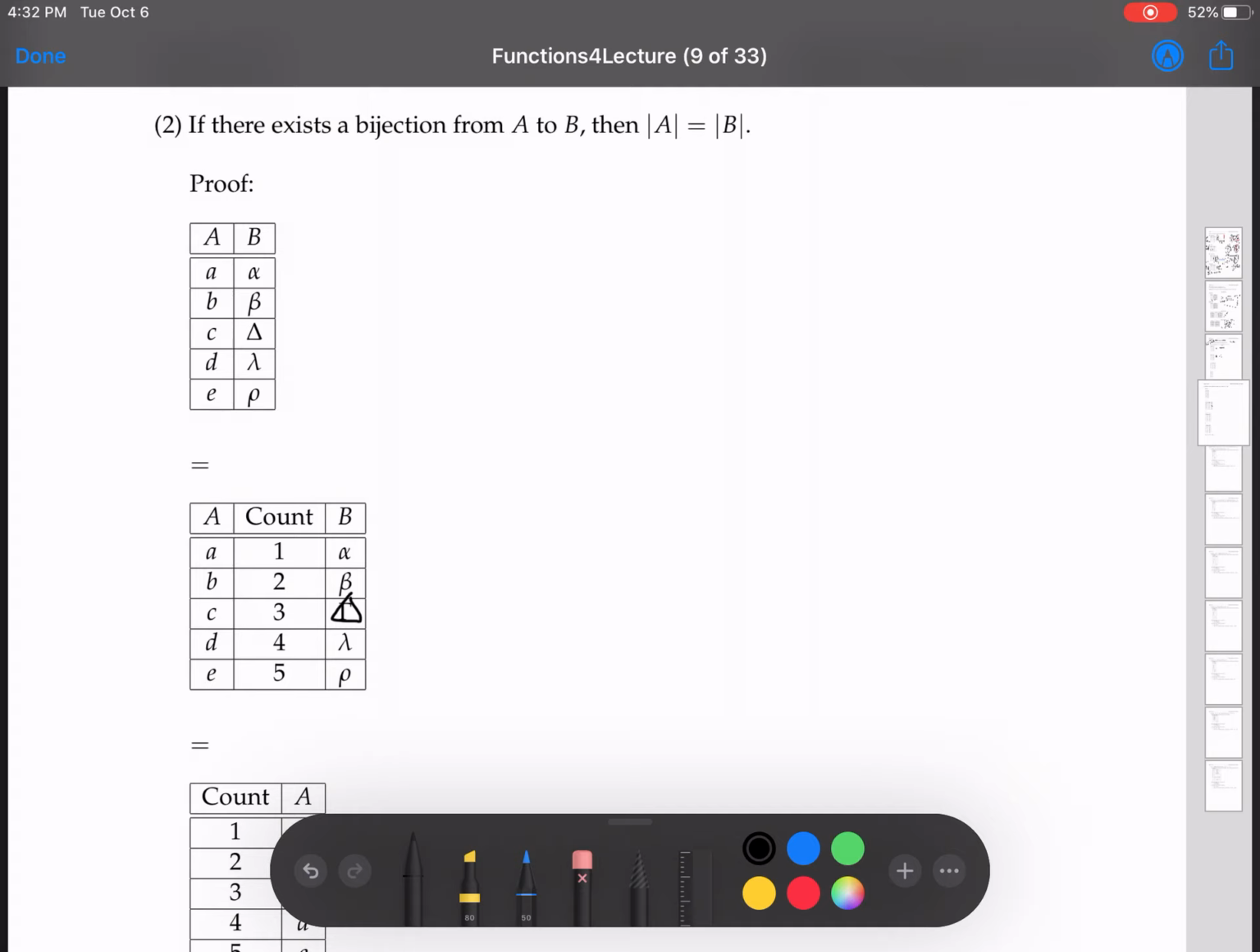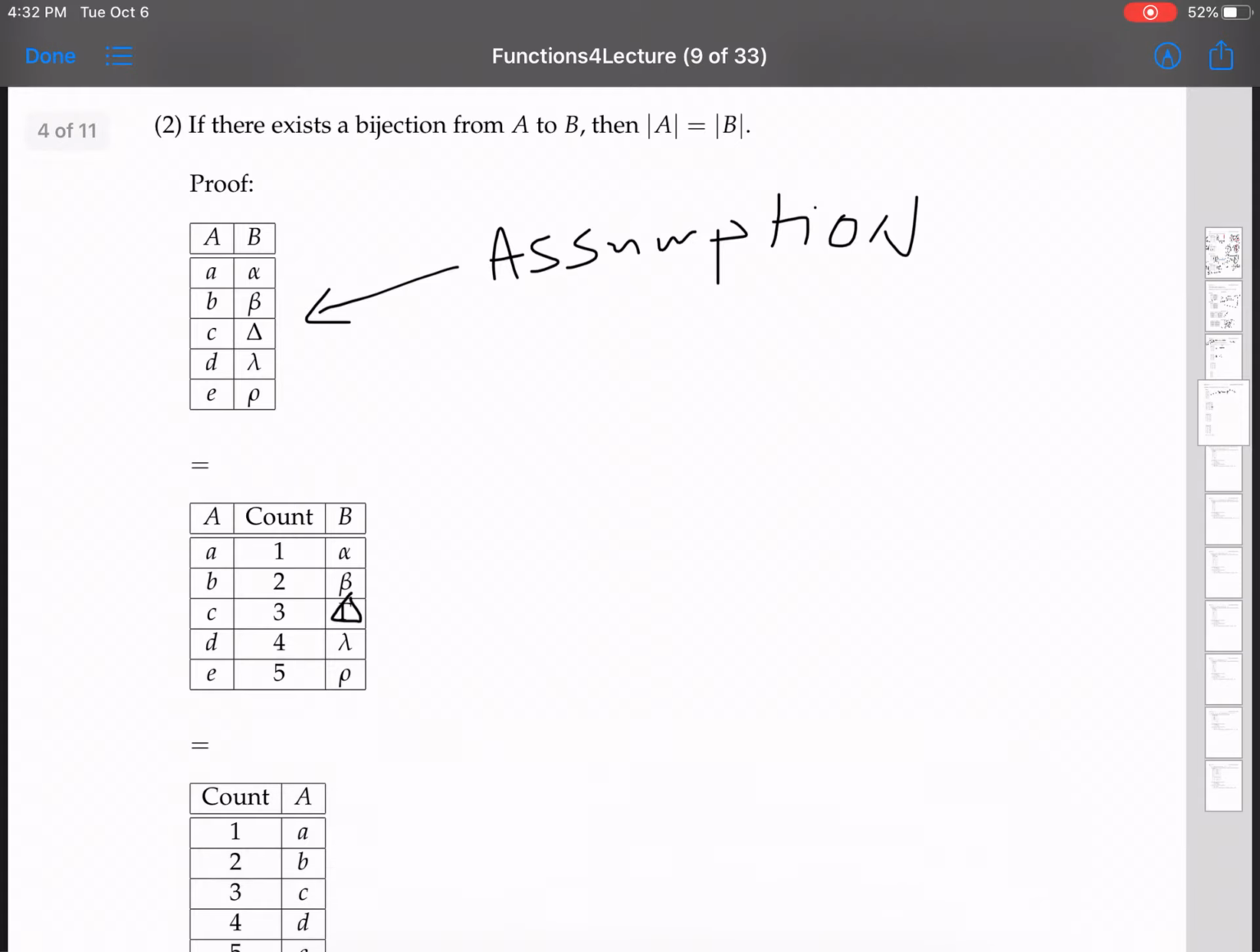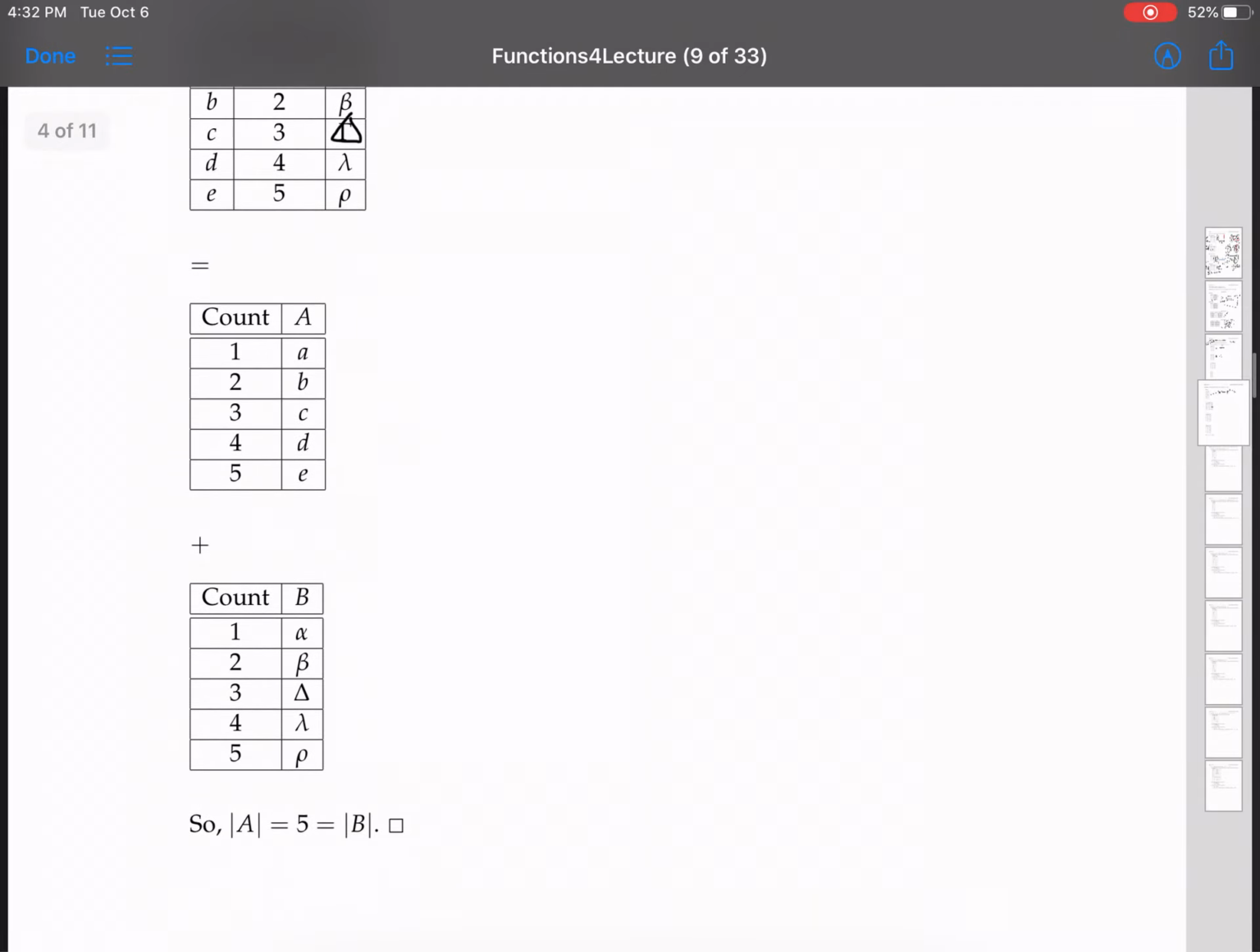So starting over again. Assuming we have a bijection between A and B, this is our assumption. We can insert a count column right down the center, no big deal. Then we can split things off. How many elements does A have? A has however many the count is. How many does B have? B has however many the count is. So then they have the same number of elements. Who cares that it was 5? I never actually used the fact that 5 was 5. I don't know if you noticed that.